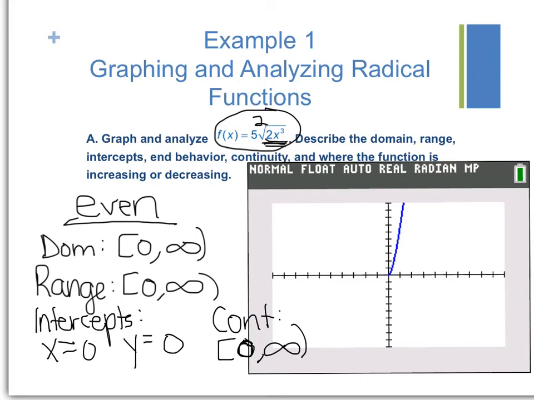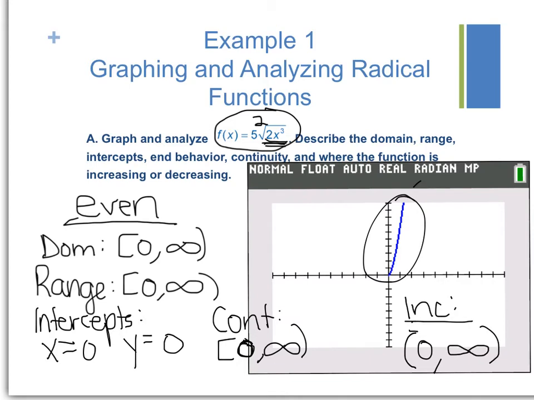And we need to figure out where the function is increasing or decreasing. And if you look at this graph, the graph is going up infinitely. So the graph is only increasing, and it increases starting at 0, but not including 0, because at the first point you're not increasing yet. And it's going to increase infinitely as we move to the right. So we've analyzed this graph, the domain, the range, the intercepts, the continuity, and where the function is increasing and decreasing. We have yet to do the end behavior.